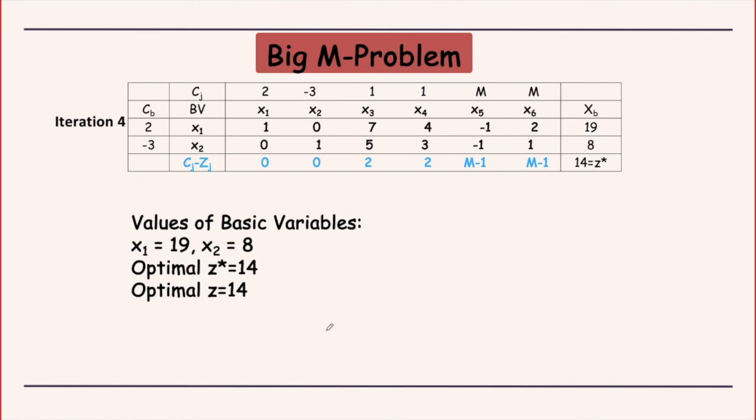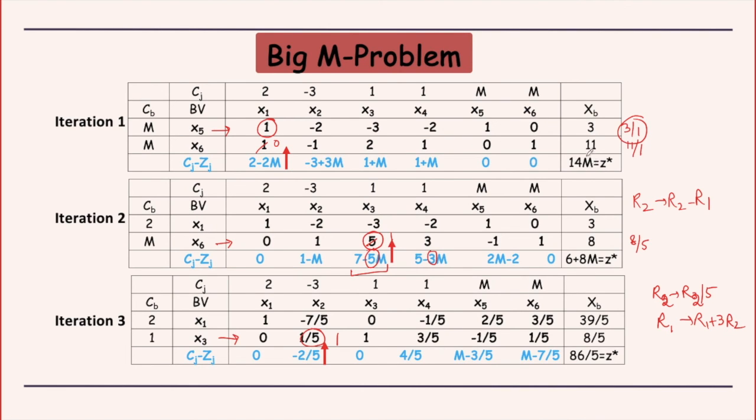This is the last iteration. So I've made a 1 and a 0, and accordingly everything changes. And now you can see that your basic variables are x1 and x2, and all your Cj minus Zj's are greater than or equal to 0. Your Z has reduced to 14. So initially when we started, I'll just show you, it was 14M. So that was a huge number.